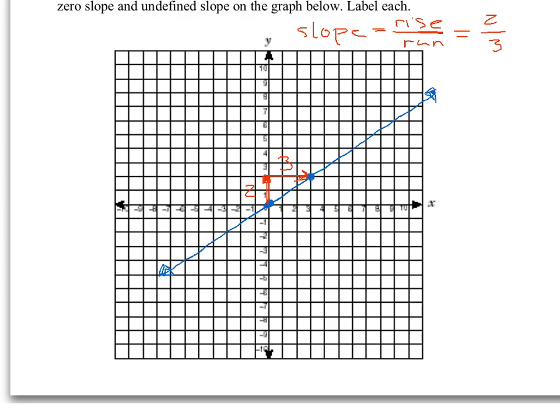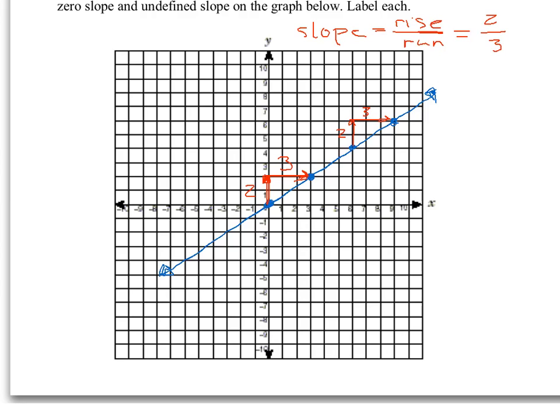Now one thing that we do want to recognize and that you do need to know is it doesn't matter what point you pick on the line. I could have picked this point and this point. And what I'm still going to see is no matter where I measure on the line, I still have a rise of 2 and a run of 3.